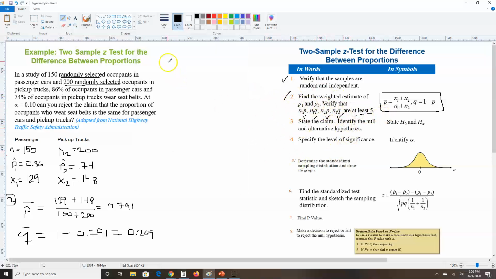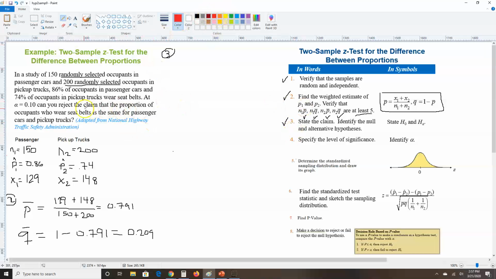Now I can do step 3. That's what we're going to do next. Okay. You cannot do the other step below until you do all those checkings. And all the answers should be 5 or more. Now we're going to go step 3. In step 3 is we're going to have to write the claim mathematically.